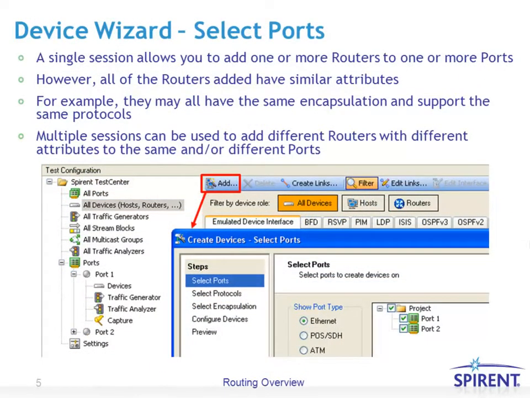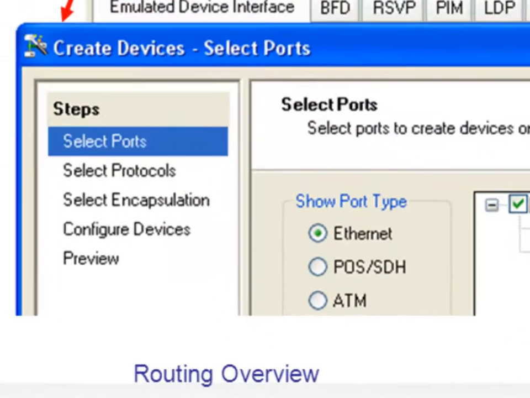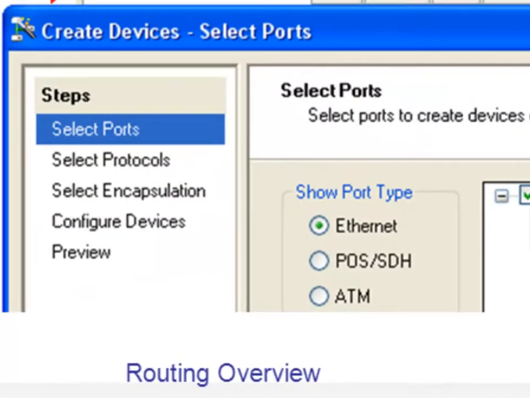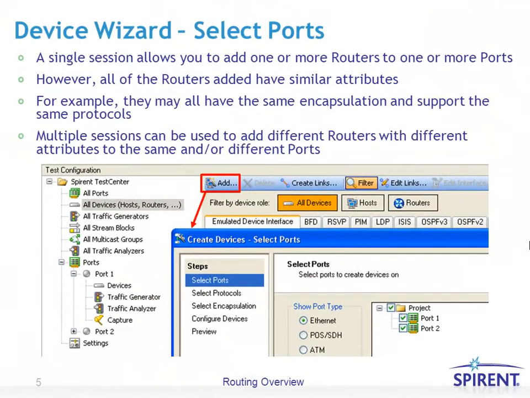The device wizard has various screens that it will walk you through, starting with the screen to select which port you want to add the devices to at the time. You can use multiple device wizard sessions to add multiple routers to different ports, especially if they have different attributes, because a single device wizard will allow you to add multiple devices across one or more ports, but they all have the same attributes. So for instance, they either all are VLAN tagged, or they all have BGP enabled, or something like that. In other words, they're all fairly similar.